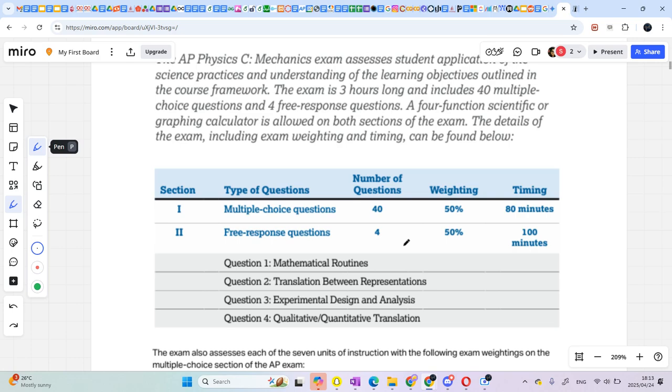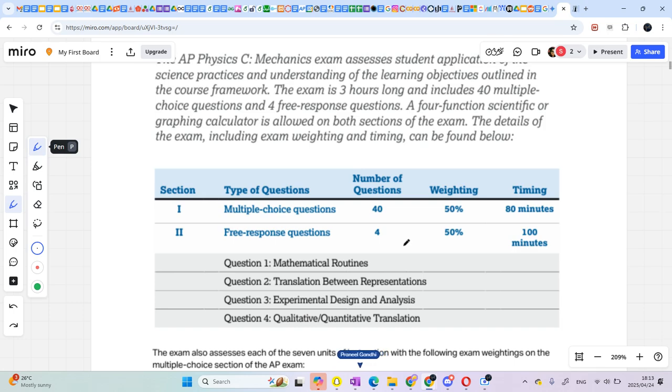Essentially, you have mathematical routines, which is really what it sounds like, doing math. Translation between representations, so that might mean graphs, diagrams, explaining, deriving equations, and all that stuff. Experimental design and analysis. I would say this one is probably the toughest one to get used to, because you're going to be asked to design an experiment to collect data, and then for a different experiment, to linearize data, which is probably the slightly easier part. And then quantitative translation, going between equations and descriptions of what happens. Those are the four types of response questions that you'll see.